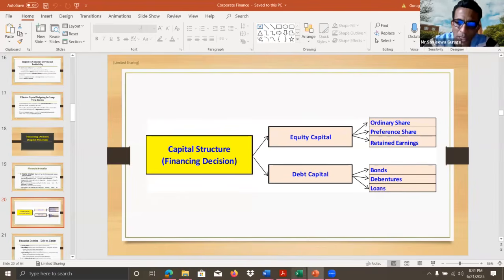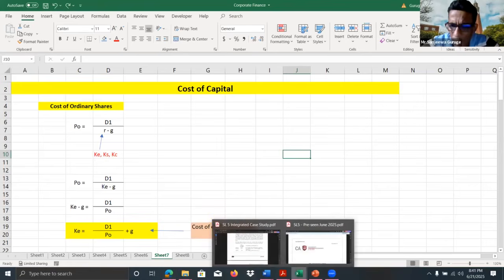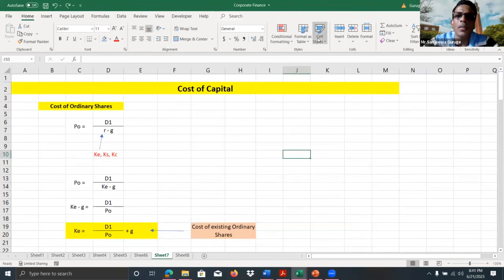When you are going to estimate the cost of capital, it is very important to know the valuation concepts and valuation techniques, because you should know how to calculate the value of shares, value of equity and value of debt instruments. Out of these two categories, equity and debt, the valuation of which instrument is easier? Debt is very easy. Yeah, that's correct. Valuation of debt is very easy.